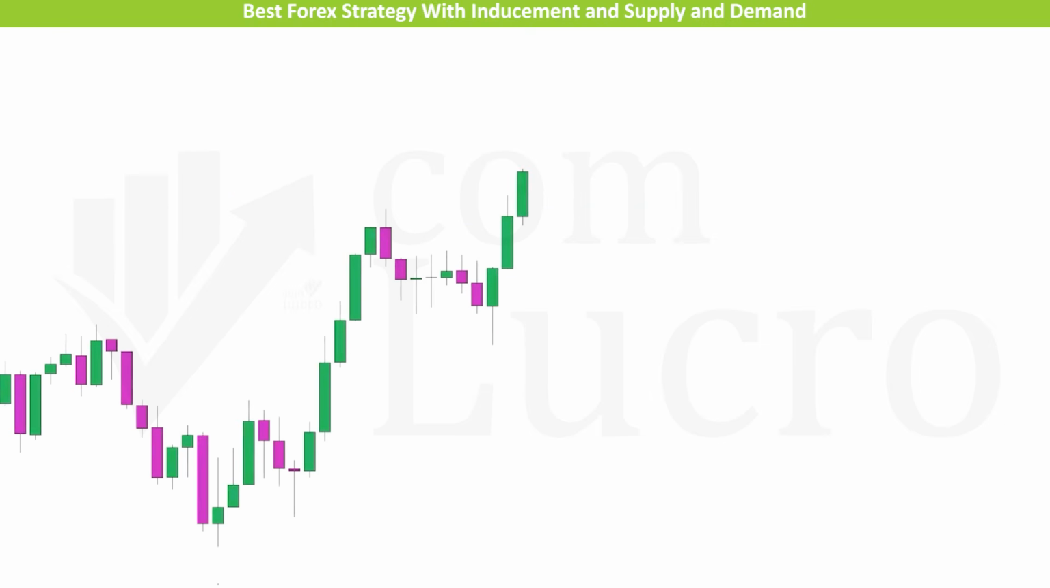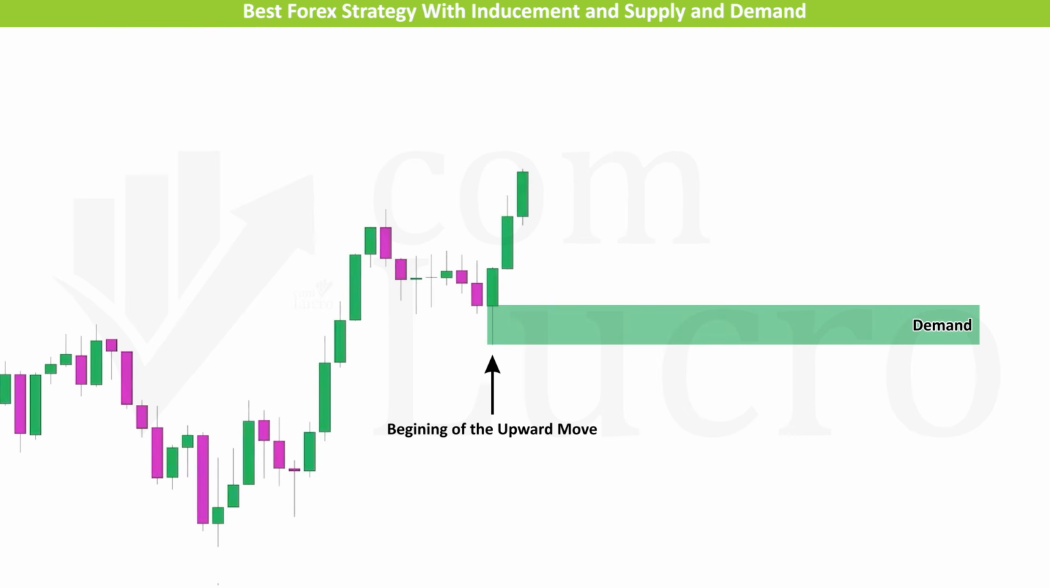Another key element to consider is the wick. In this example, the demand zone is drawn from the wick because that is where price was strongly rejected and the impulsive move actually began. The expansion did not originate from the first green candle or from the previous red candle. It started at the lowest point of the wick, which defines our demand zone.